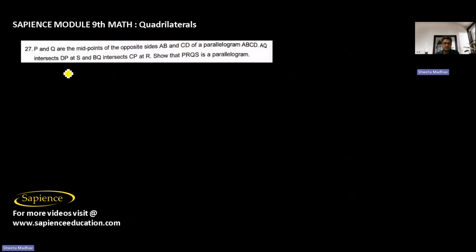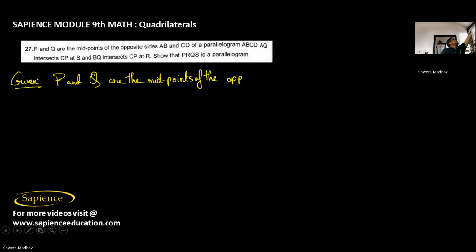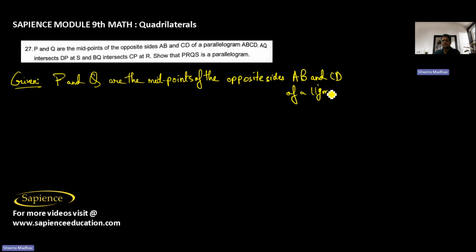Then here it is told in question number 27 that P and Q are the midpoints of the opposite sides AB and CD of a parallelogram ABCD, AQ intersects DP at S and BQ intersects CP at R. Prove that PQR is a parallelogram. So it is given that P and Q are the midpoints of the opposite sides AB and CD of a parallelogram ABCD.